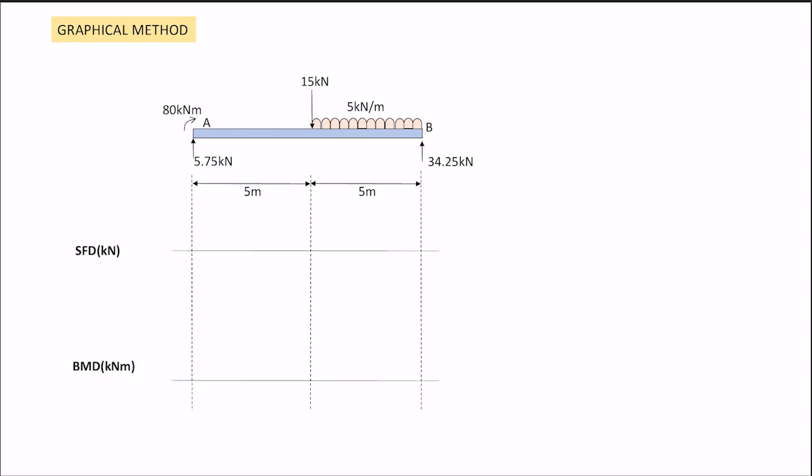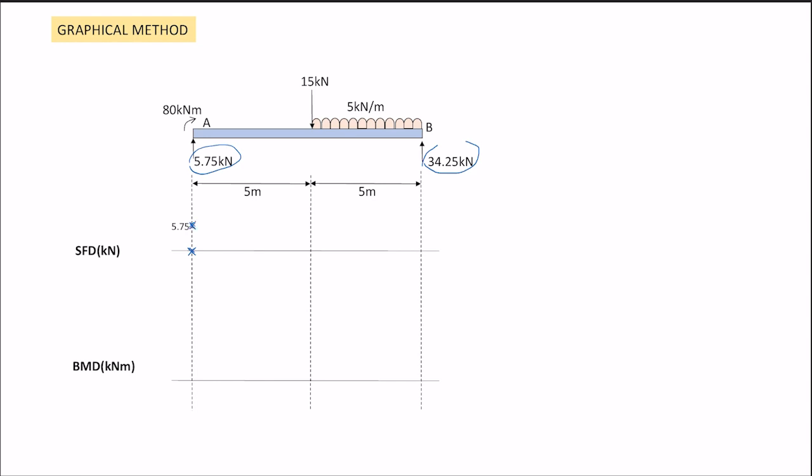So SFD and BMD. We will start with SFD first. As you can see, from our value of RA that we have put in and RB that we have put in. Here I did not put one more thing, RBX, which is 0 earlier. If you don't put the 0, it is not wrong because it has no value. At point A, how do we start the SFD with 0? 5.75 goes up. Therefore, I mark here 5.75.